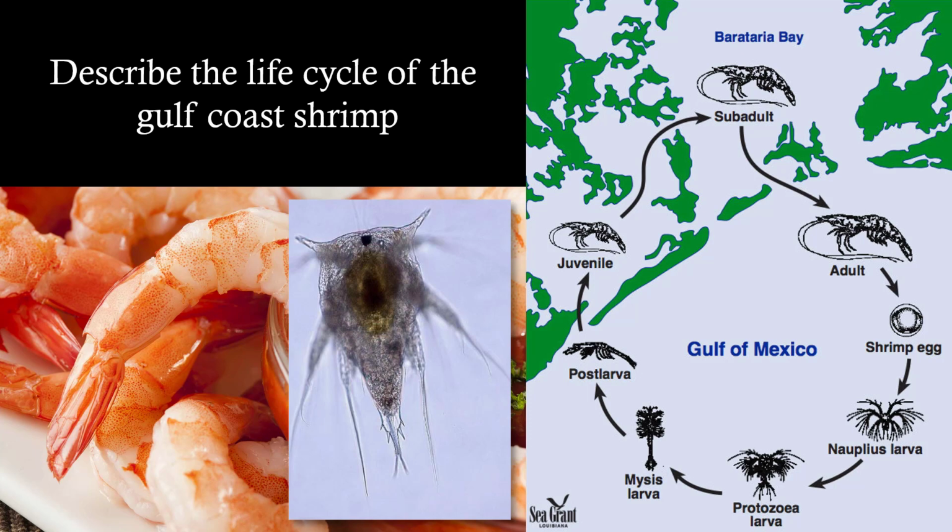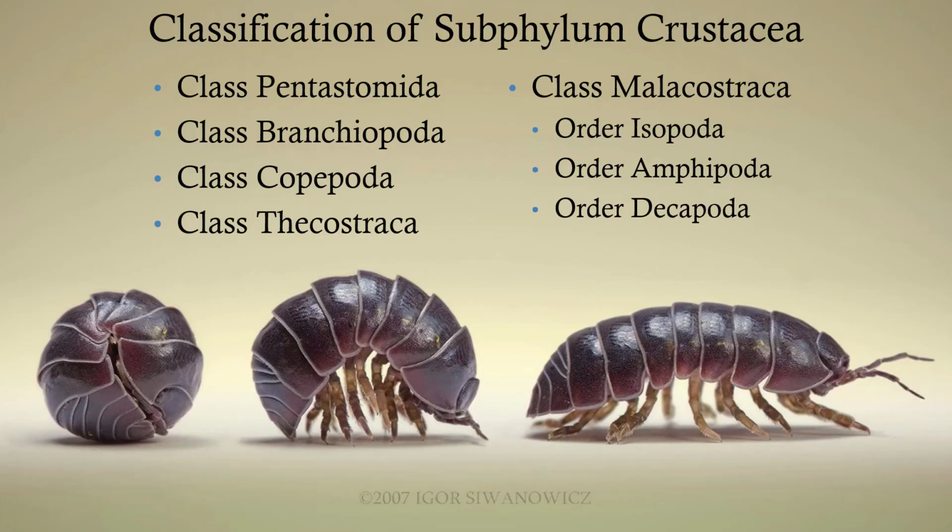It's pretty easy. You have adults that lay eggs, 3 larval stages: nauplius, protozoea, mysis, and then you have a post-larval stage and a juvenile stage. These are all characteristic. They just molt into the next one, and so they're not parasitic on anything, and so pretty easy.